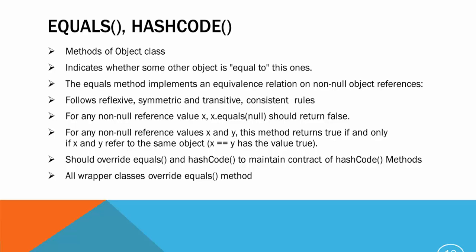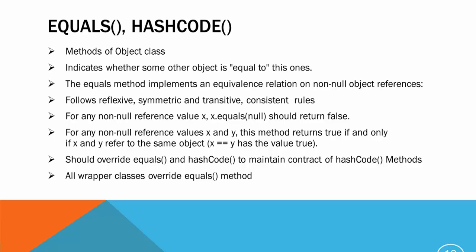The equals relationship follows reflexive, symmetric, transitive and consistent rules. It means what is reflexive? Reflexive is if one object is equivalent to its own. So if I say object employee, it is equal to its own. This is always equal to this, where this is the current instance of the class.